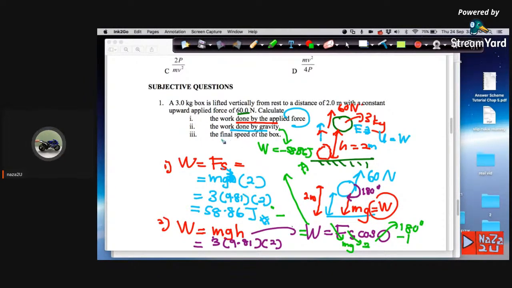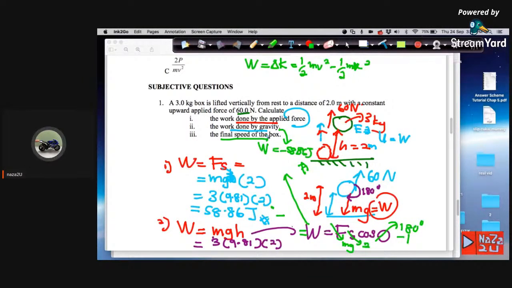Okay, so next question number 3, the final speed of the box. Okay, untuk final speed ini kita boleh pakai perkaitan di antara work energy theorem. So work energy theorem dia cakap apa? Work energy theorem, work done is equal to the change of kinetic energy. This is half mv square minus half m initial u. Sorry, kita pakai initial u square.